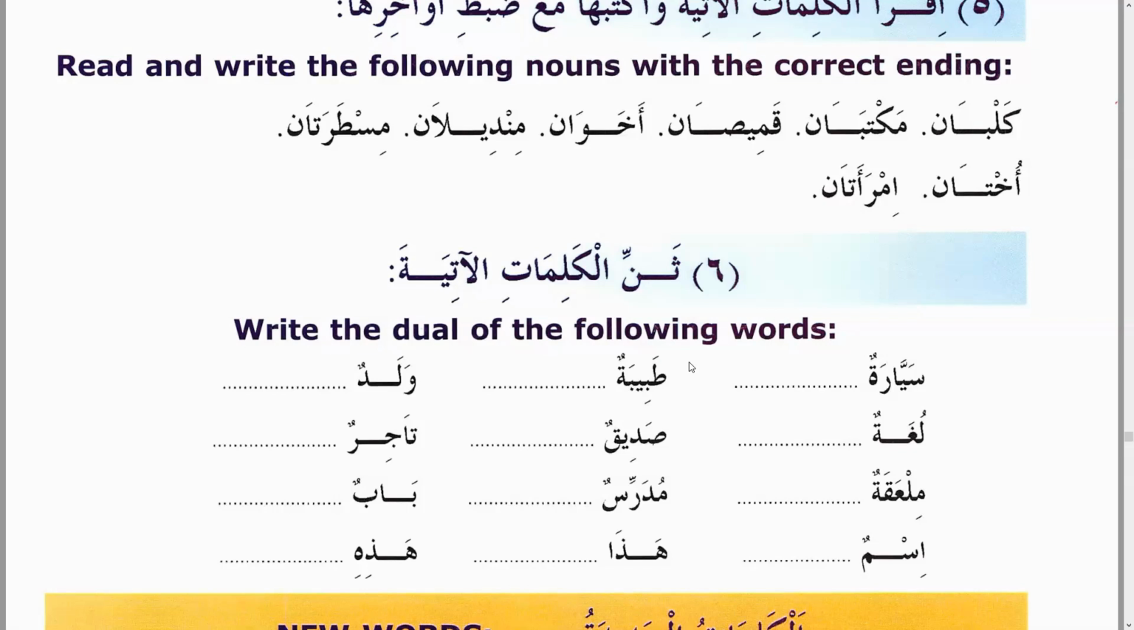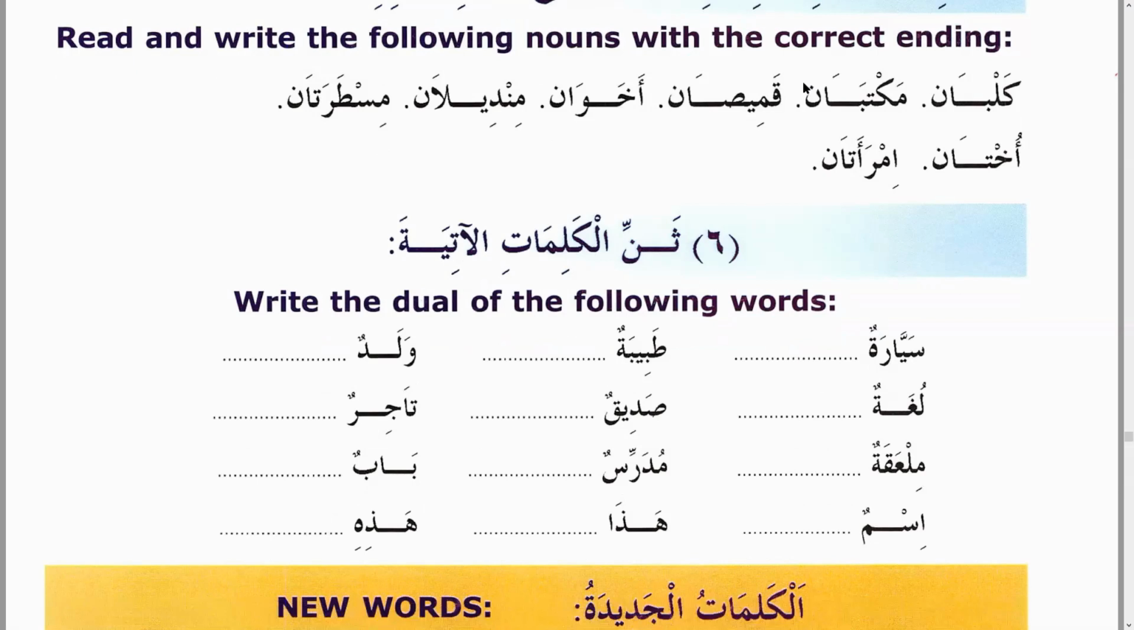Okay. Write the dual of the following words. Sayyaratun, the dual is sayyaratani. Very simple, we should just add ani. Lugatun, lugatani, languages. Milaqatun, milaqatani, spoon. Ismun, ismani, two names or two nouns.